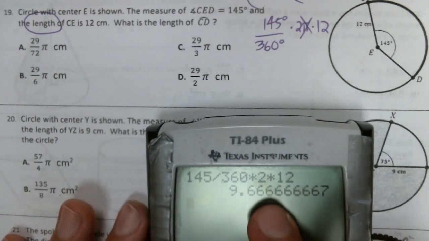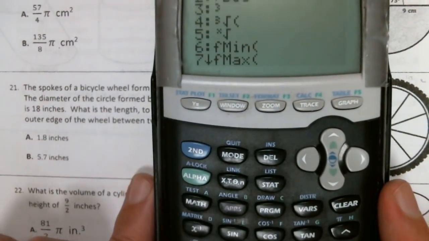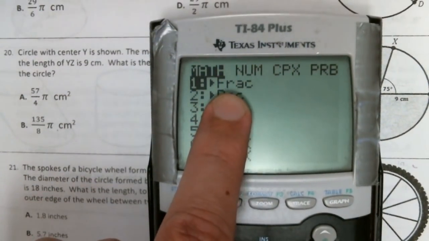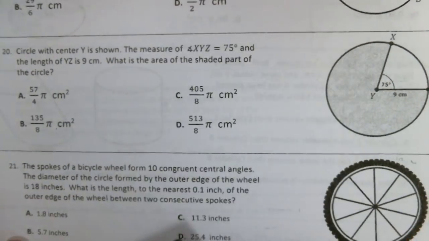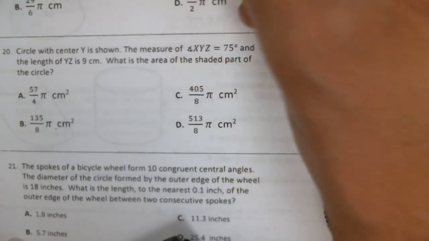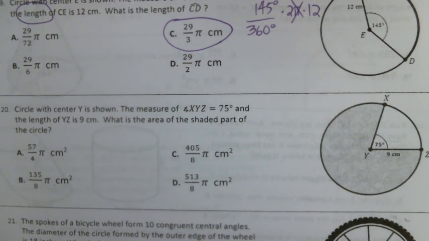Remember, you can convert a decimal to a fraction by pressing the math button. Math, and then fraction. I'm going to press enter twice. 1, 2. And it converts it to a fraction for me. There we go. 29 over 3 pi centimeters. Okay, pi is in my final answer.